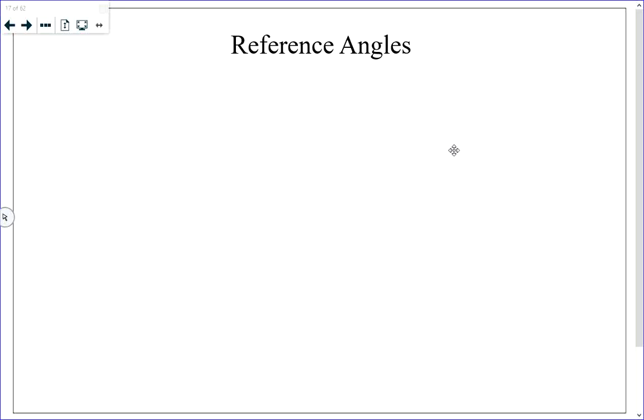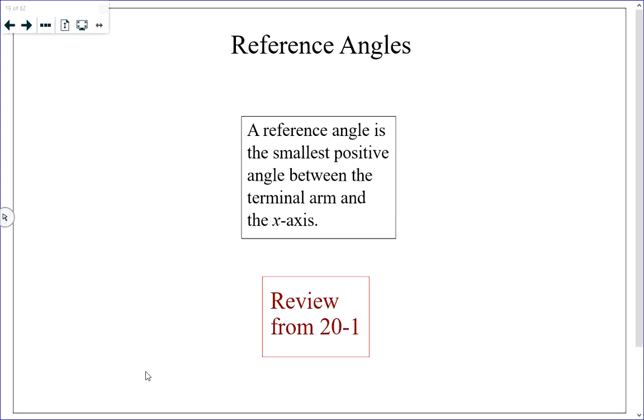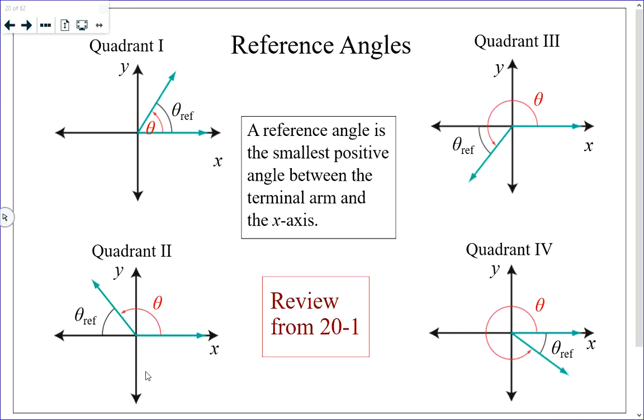Reference angles are also something that is important from Math 20-1. The reference angle is the smallest positive angle between the terminal arm and the x-axis. A reference angle does not have any direction to it. It's just the quickest way to get to the x-axis from the terminal arm. So if the terminal arm is in quadrant 1, you can see what the reference angle looks like. You can see what it looks like if the terminal arm is in quadrant 2. You can see what the reference angle looks like for a quadrant 3 terminal position. And in quadrant 4, you can see what the reference angle is.